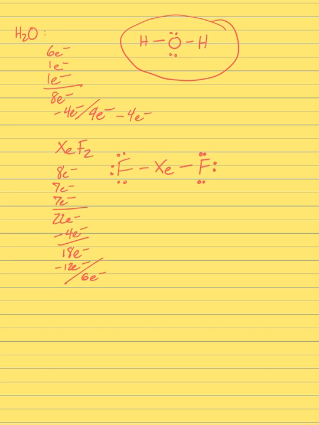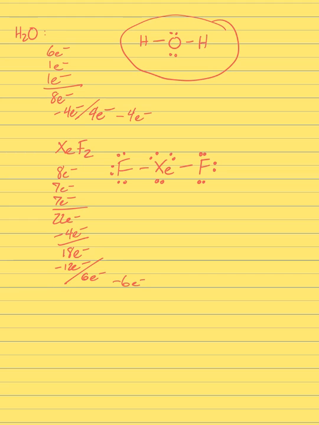That was step 4. Step 5, put any remaining electrons on the center atom. I have 6 electrons remaining. I'm going to have to put 6 electrons on the center atom. If I needed to at this point in time, I could make double bonds, but obviously I don't need to because everything has 8 or more electrons.